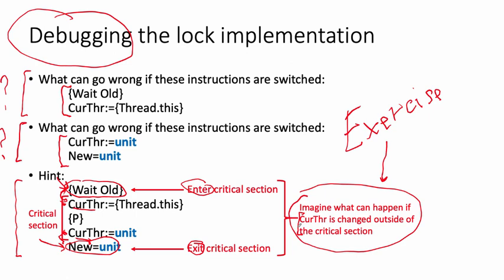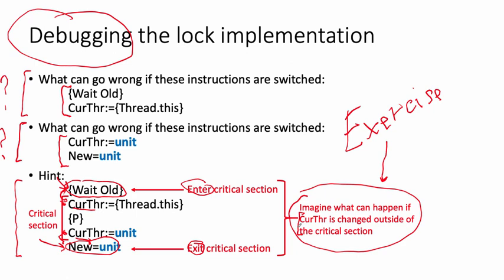Of course, if you assign cur-thread and then you do wait old, you can assume that it assigns the cur-thread and the scheduler sleeps right there. It wakes up the other thread, so the value of the current thread may be wrong. Okay? So, exercise for you. Work it out. Figure out exactly how it can go wrong.